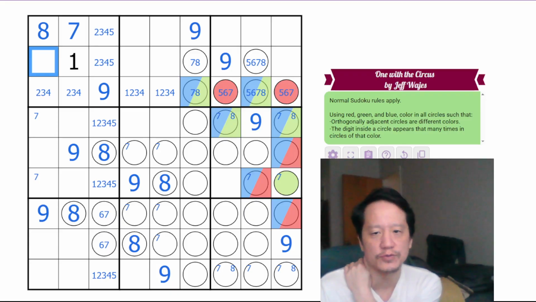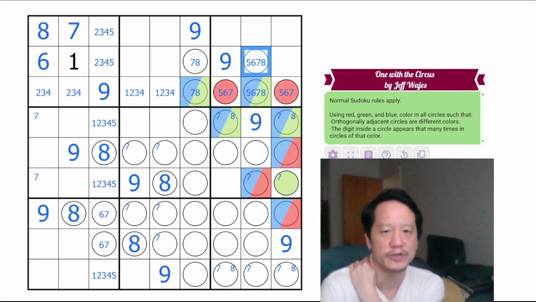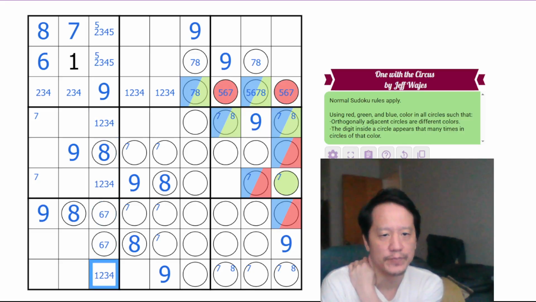So this can't be 2, 3, 4, 5. It's 6, which eliminates 6 from being here. 5 and 6 are guaranteed to be in these cells, so 5 cannot be here either. So this is a 7, 8 pair. In box 1, we are guaranteed a 5 has to be one of these two digits, which means that 5 cannot appear in the rest of the column.